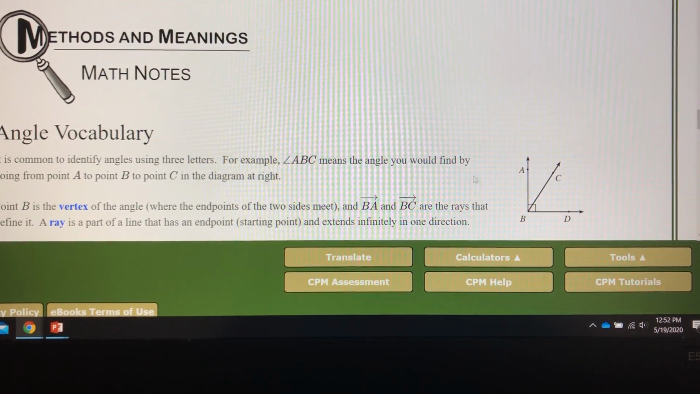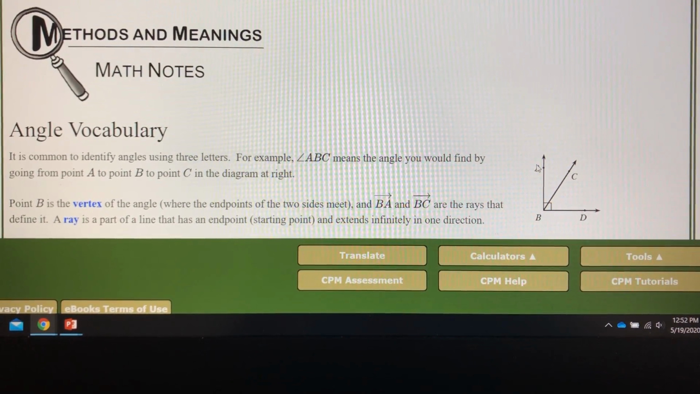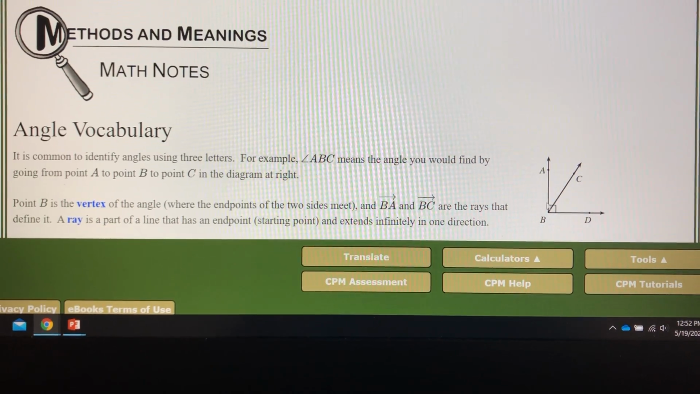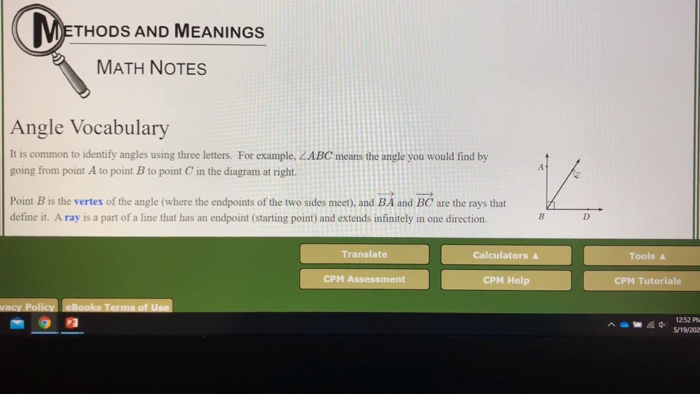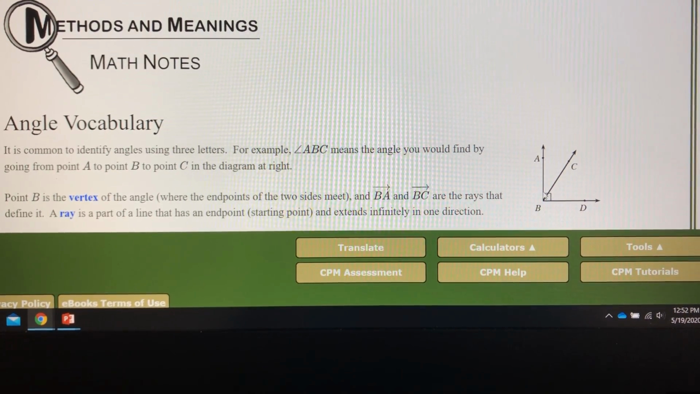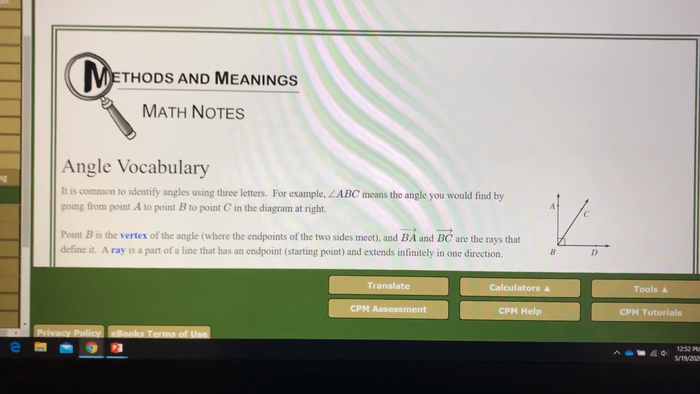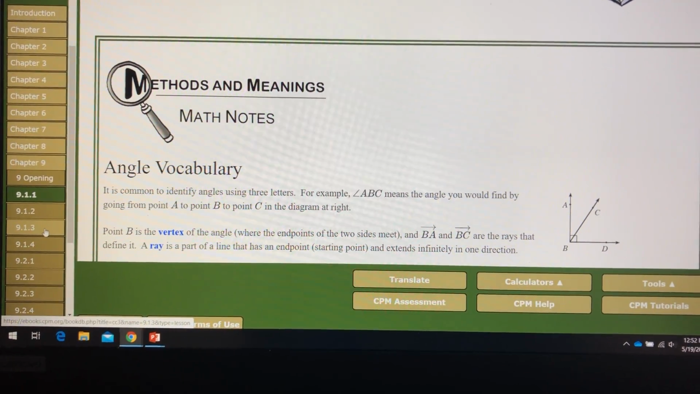For example, angle ABC in this figure means the angle you'd find by going from point A to point B to point C. So which angle is created by A, B, and C? It's this little angle right in here. Okay, so that's what we're going to be focusing on in this first problem for 9.1.3.